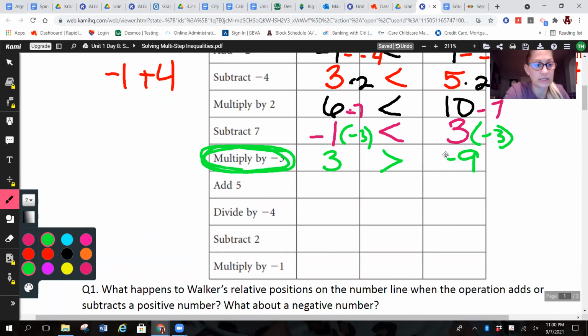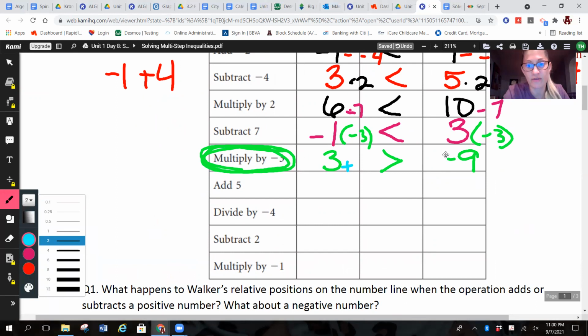Okie dokie, let's go ahead and add 5 to that. That's 8. Let's add 5 to that. Negative 4. Guys, 8 is still greater than negative 4.